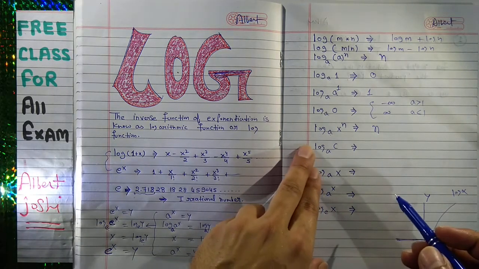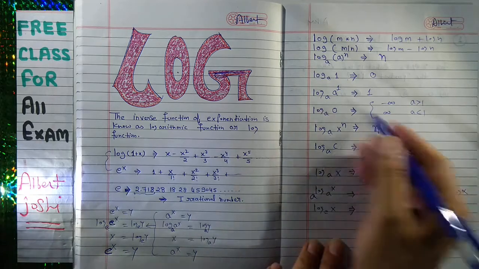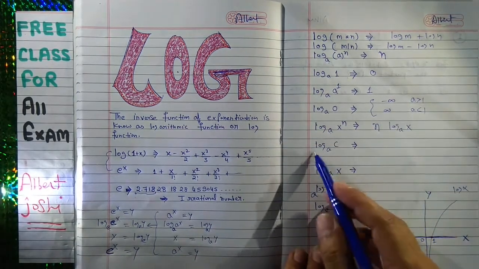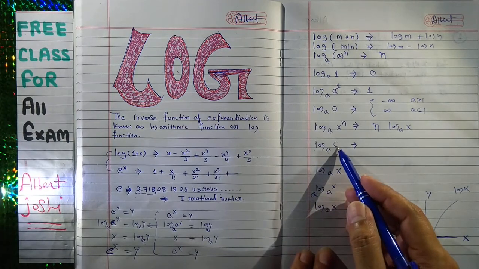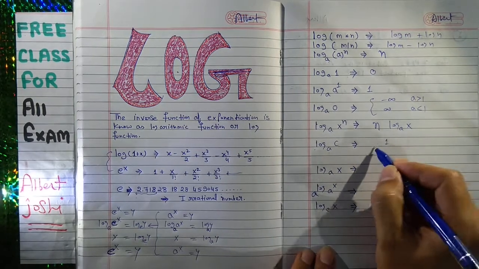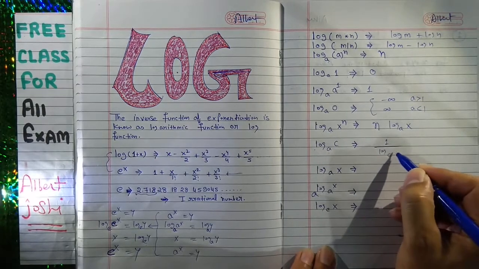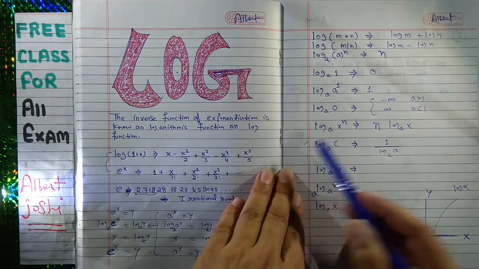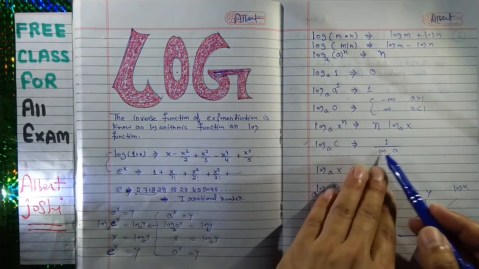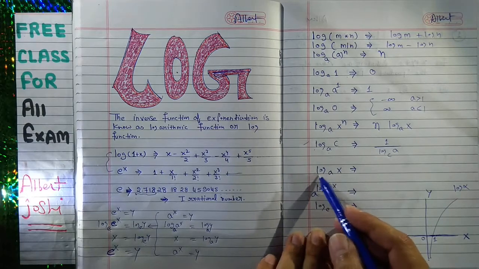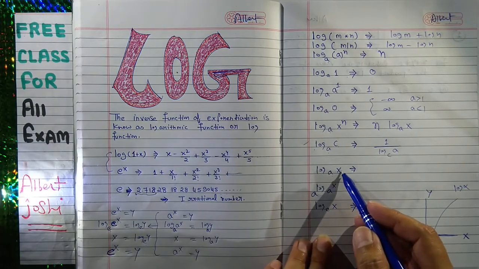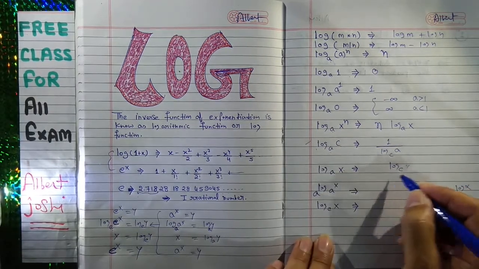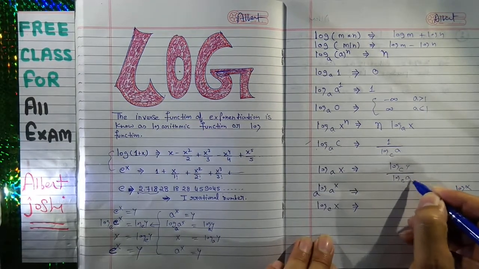Now n will come here, log A base x. Now log A base C is equal to log C base A. You can write this. This is a very important formula. Log A base C is equal to 1 upon log C base A. Log A base x, you can write also this, which is also very important: log C base x upon log C base A.